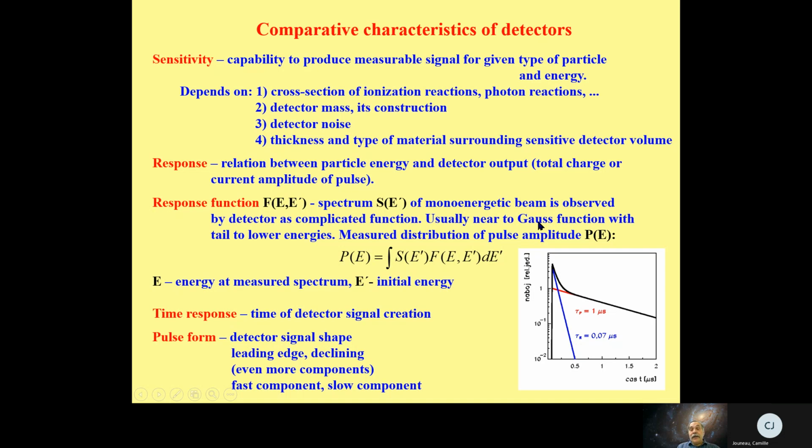Usually it is near to a Gauss function with a tail to lower energies, or with some function which describes the Compton continuum and these things. We already discussed this distribution which you obtain after conversion and digitalization of your spectra, and this is given by the spectrum and this response function. It is a convolution of the spectrum and the response function.